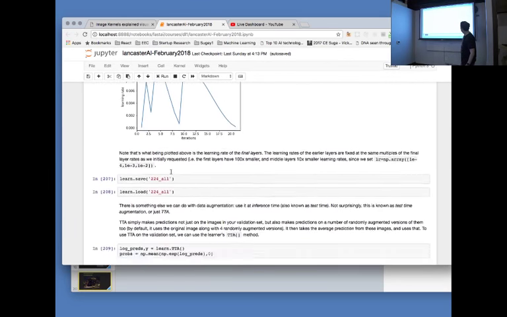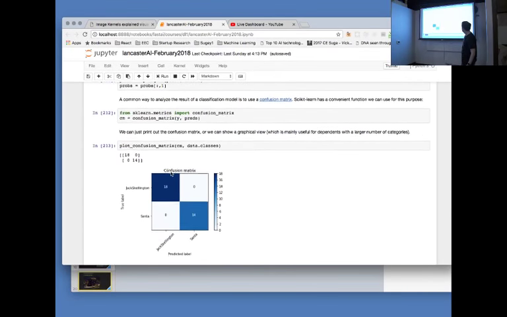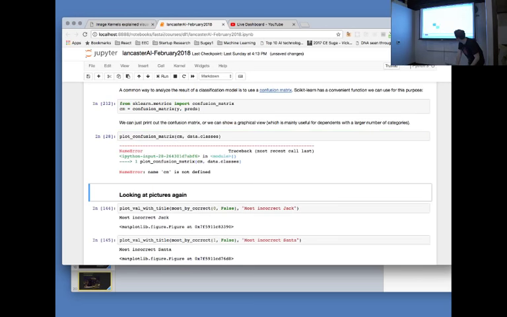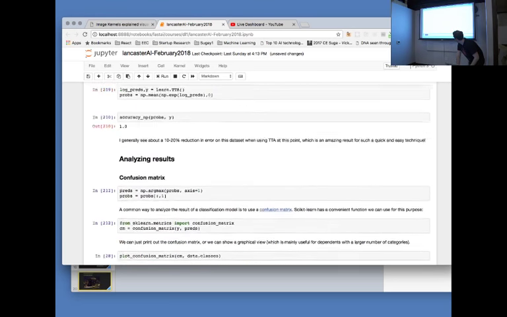I just want to show you one other thing here. These are a bunch of graphs and everything like that. So this is the confusion matrix. I'm not sure if this will run without having run the other stuff. Ah, shoot.